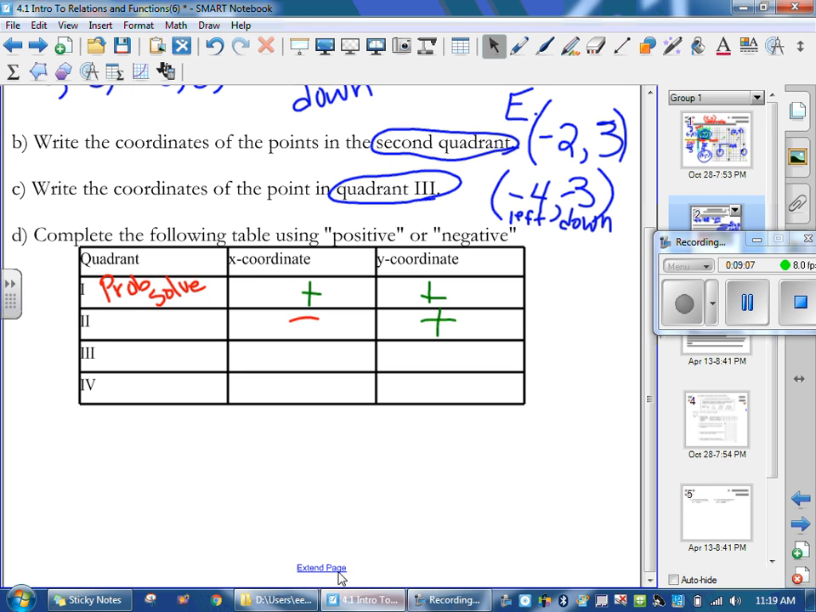Now, quadrant 3, what do we know about that one? Both negative. They're opposite than quadrant 1. These two, as we said before, are opposites. And same as 2 and 4. They are also opposites.